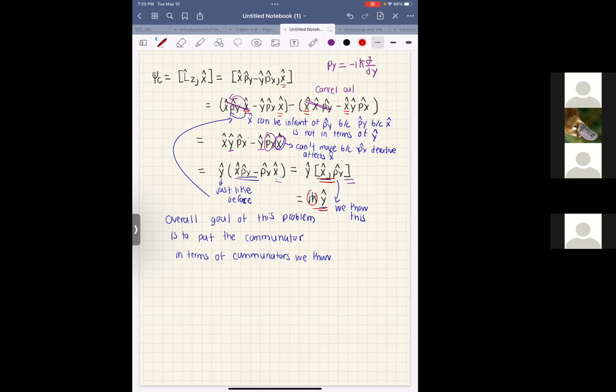And the trick to this question is to put it in a commutator that we already know, and then just expand that commutator to the answer, the value of the commutator we know. Does anyone have any questions about this?